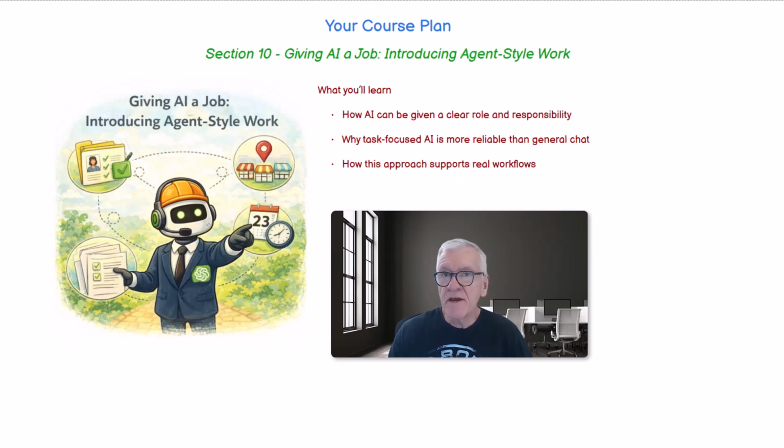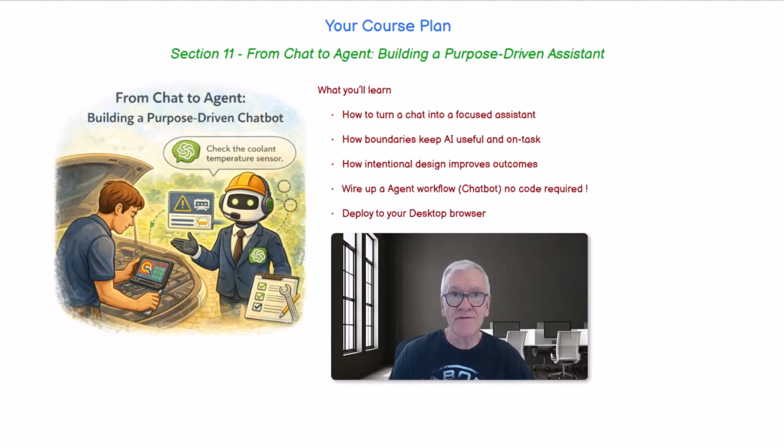Now, in section 10, we start thinking in the concept of agentic AI. Firstly, we'll look at giving AI a job by introducing agent-style work. We're still in the ChatGPT UI, but you're now learning about how agents become chatbots. So, for example, we're going to learn how AI can be given a clear role and responsibility, why task-focused AI is more reliable than general chat, and how this approach supports real workflows. Then the fun starts. You'll love this.